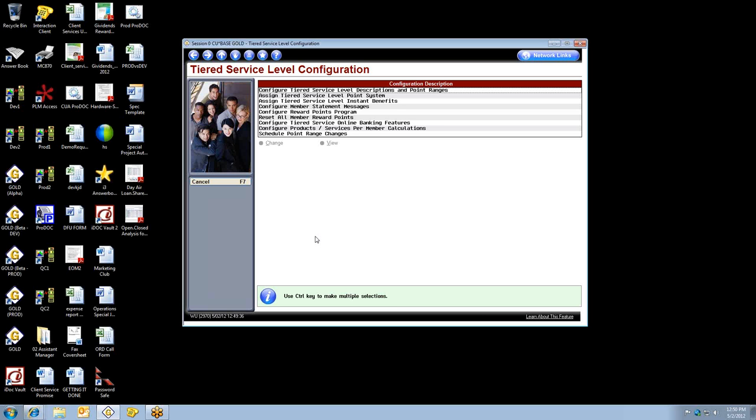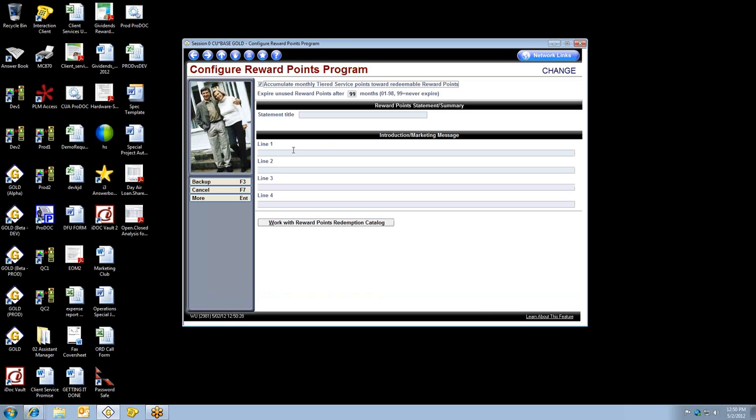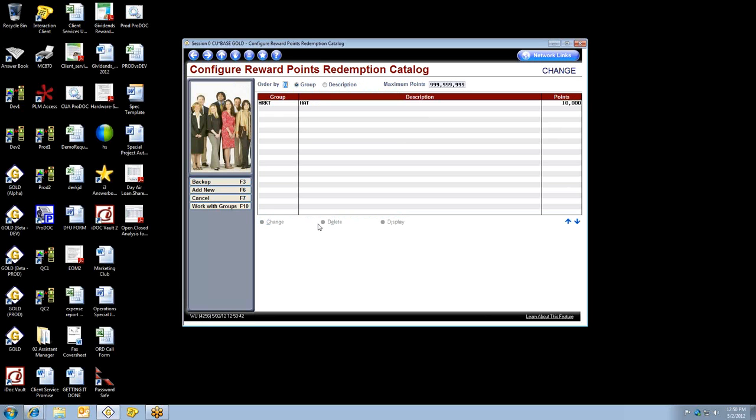The other thing that I did want to mention real quick before we part ways for the day is the actual reward points program. As a piece of tiered services within CU Base, or you could do it separately later on, you do have the ability to configure what we call reward points, which actually used to be called lifetime points. So reward points are a way to accumulate tiered service points on a monthly basis so that they can be redeemed later on. This has been wildly successful at some credit unions where they configure a catalog, for example.